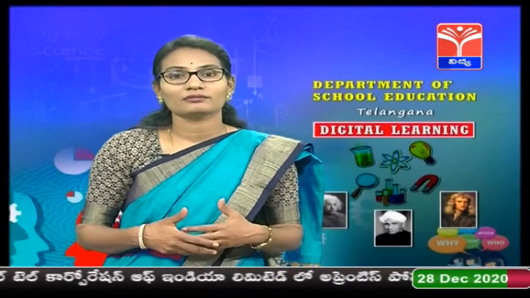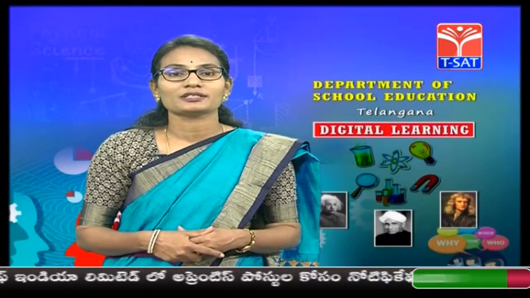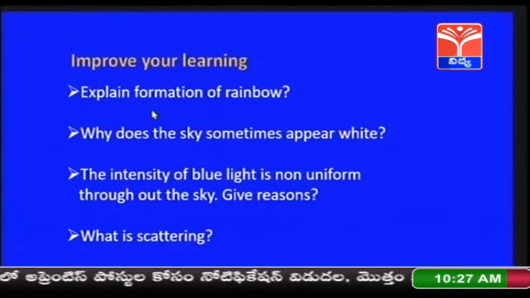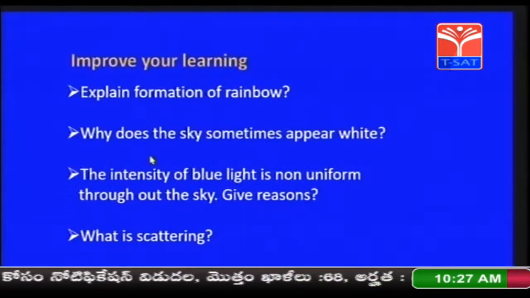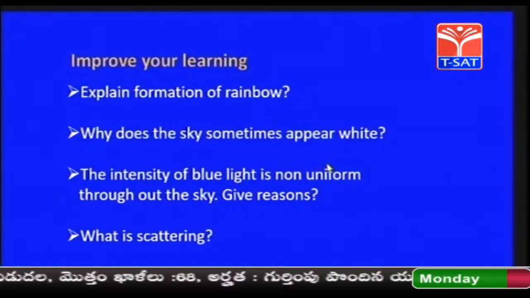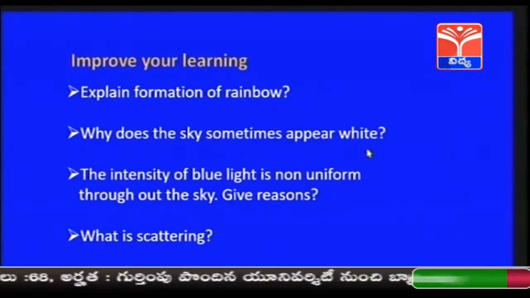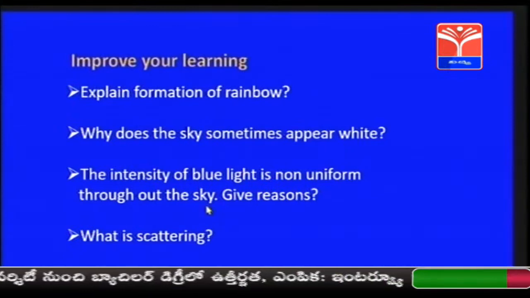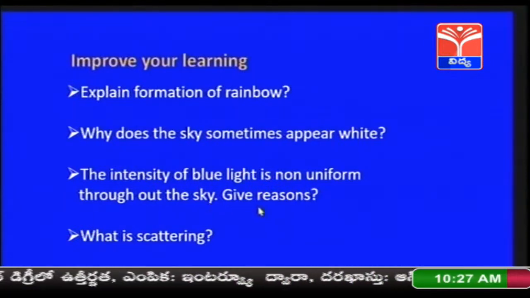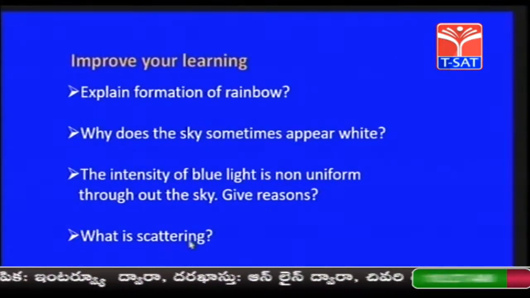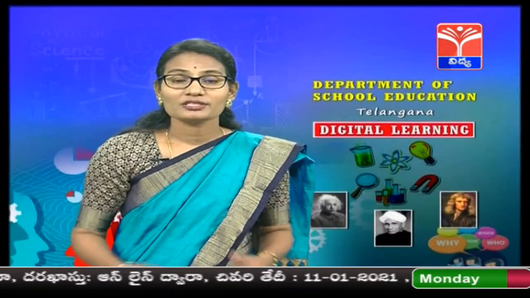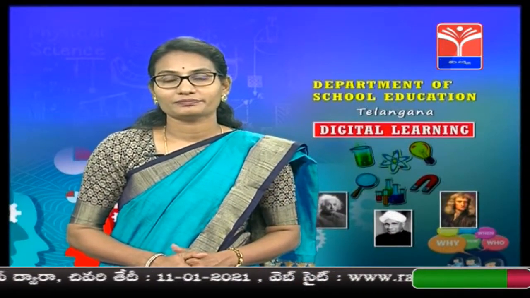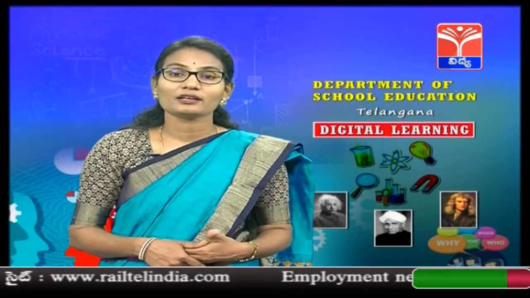Children, for better understanding, try to answer these questions. Explain the formation of a rainbow in your own words. Why does the sky sometimes appear white? The intensity of blue light is non-uniform throughout the sky. Give reasons. What is scattering? Try to answer these questions, then you can understand the lesson and the concept.